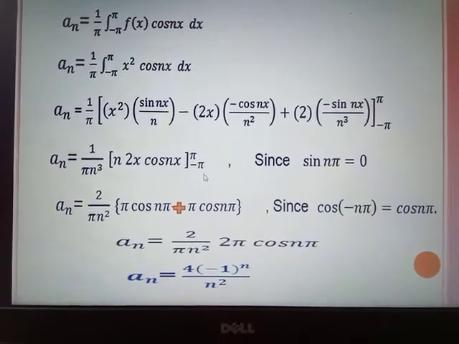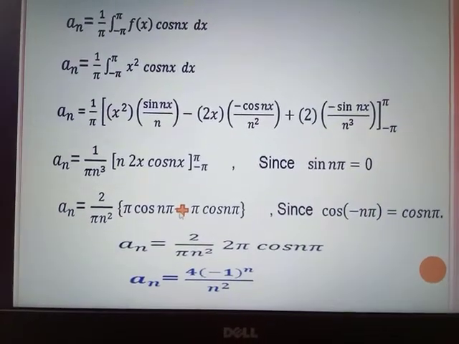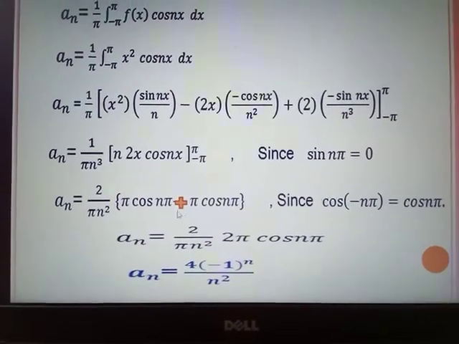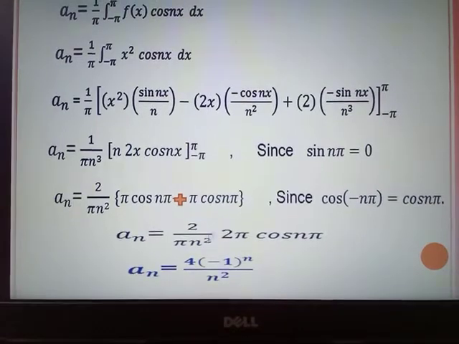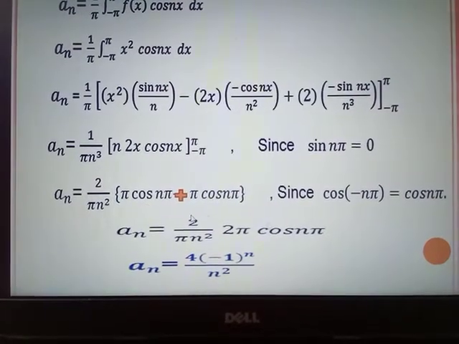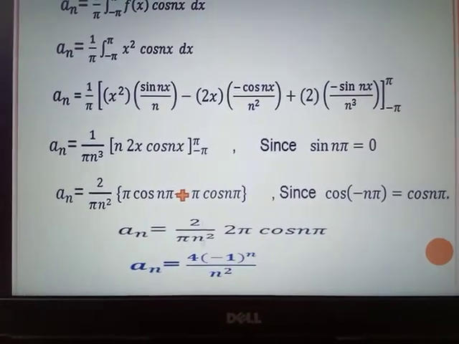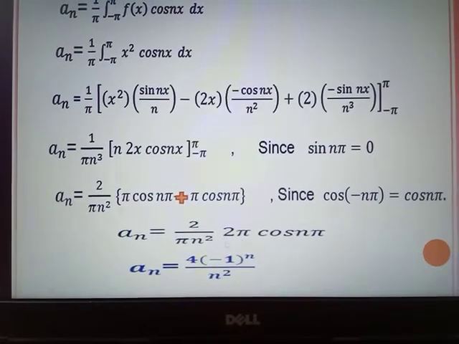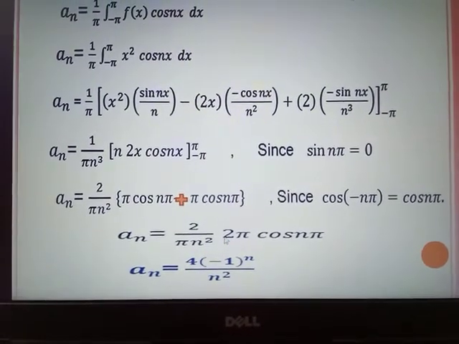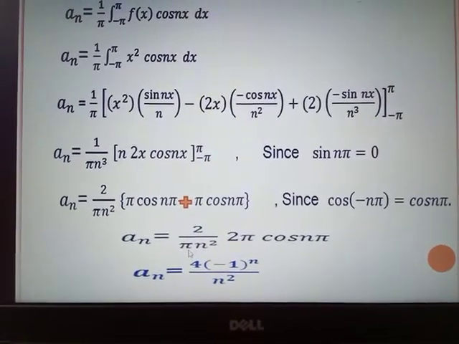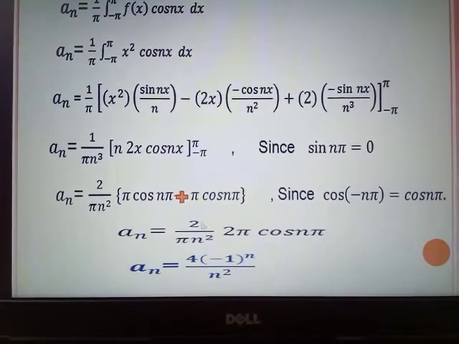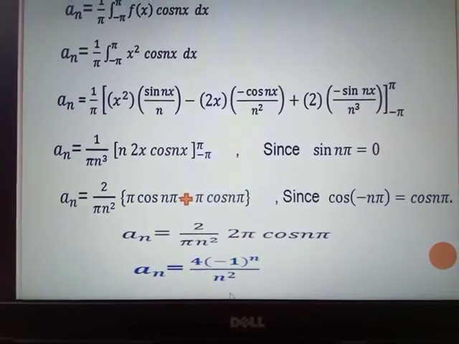Therefore, it is minus into minus plus because it is upper limit minus lower limit. Again, we have a negative sign. Therefore, it is minus into minus plus. It will be pi cos n pi plus pi cos n pi, which is 2 pi cos n pi. Therefore, an is equal to 2 by pi n square into 2 pi cos n pi. Here, this pi cancels with the denominator pi. Then 2 into 2 is 4, divided by n square.